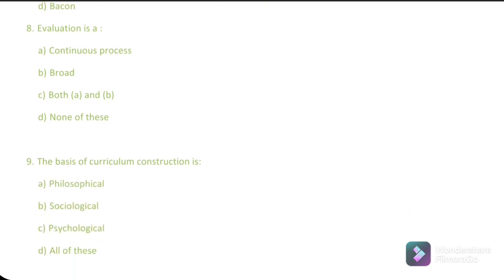Coming to question number 8, evaluation is a option A, continuous process, option B, broad process, option C, both A and B, and option D, none of these. So the correct answer is option number C, both A and B. Evaluation is a continuous and a broad process.